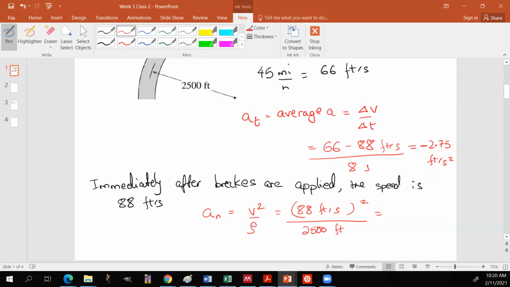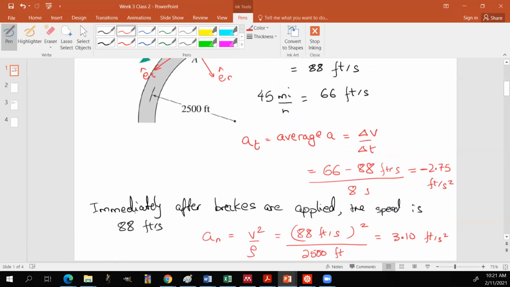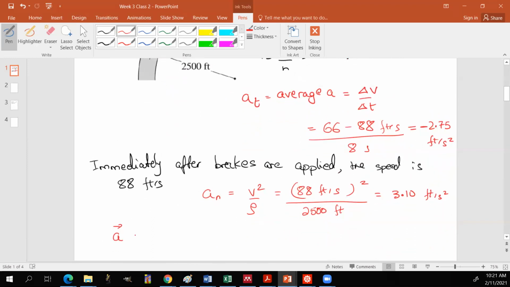3.098, so let's say 3.10, right? Is that amenable to everyone? So you have 3.10 feet per second squared, like that. So you can write your acceleration as a vector in your normal and tangential components. In the direction in which we've defined them, it'll be minus 2.75 e_t plus 3.10 e_n.